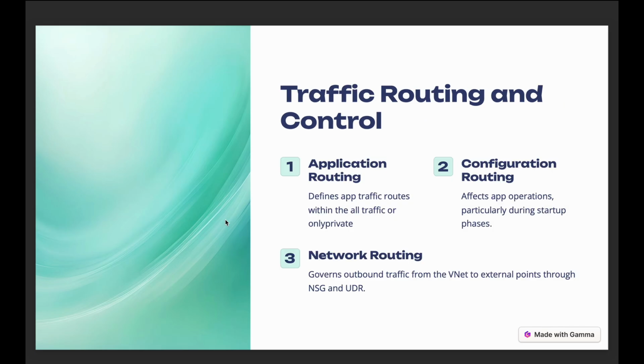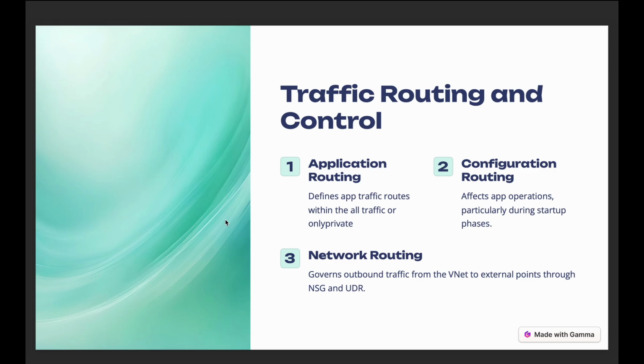When we do the VNet integration, we have traffic routing and control mechanisms we can use to decide how we want to route the traffic from the web app to the internal or private traffic. Application routing defines if we want to route all the traffic, whether private or public, through the VNet, or if we just want to route the private traffic.